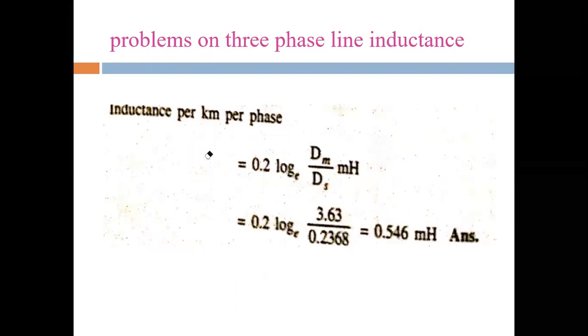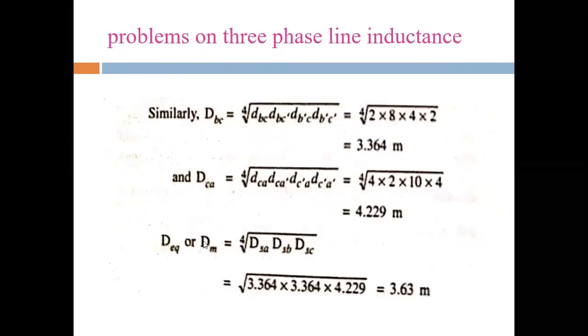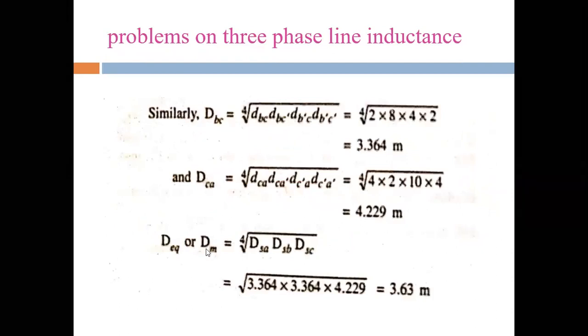Next we calculate Dm and Ds. What is the formula for Dm? Dm is equal to the cube root of DAB, DBC, DCA.